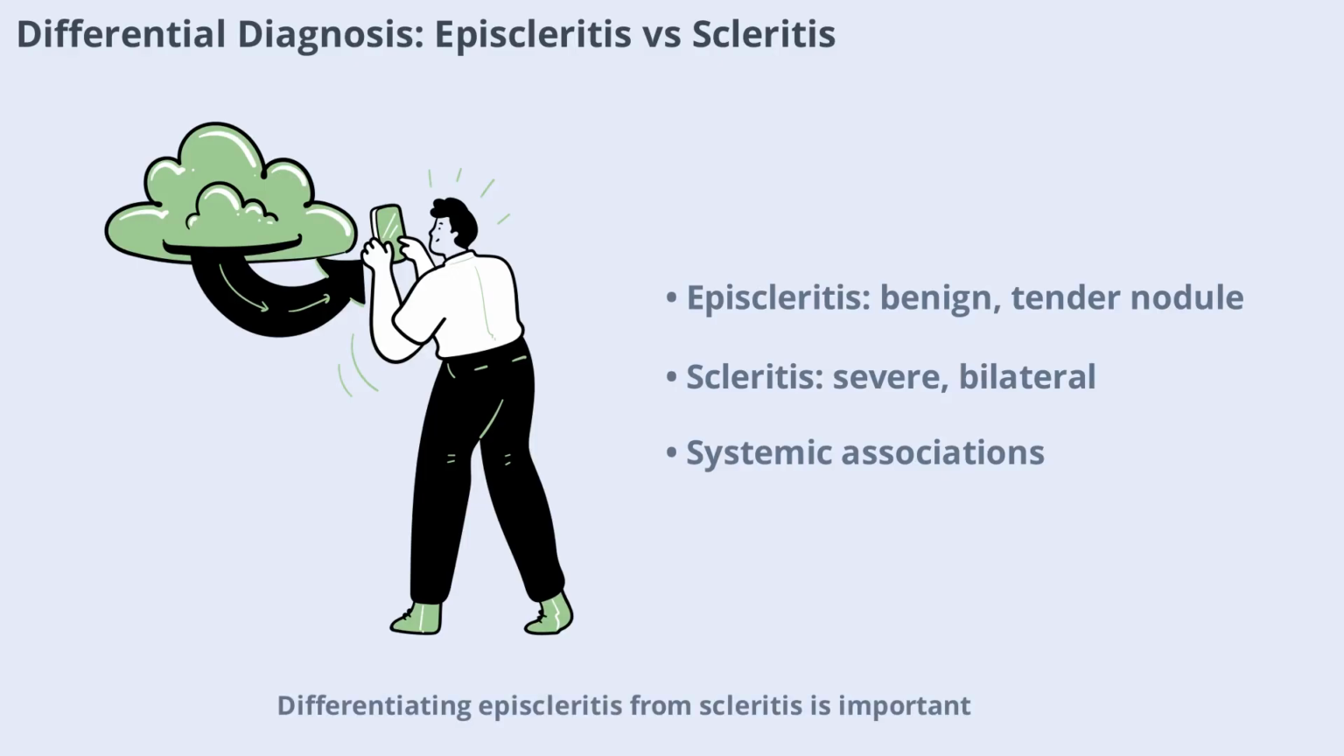Differentiating episcleritis from scleritis is important. Episcleritis typically affects older adults, is located away from the limbus, and presents with tenderness. Scleritis, on the other hand, is more severe, often bilateral, and associated with systemic diseases. Accurate diagnosis ensures appropriate management and prevents complications.